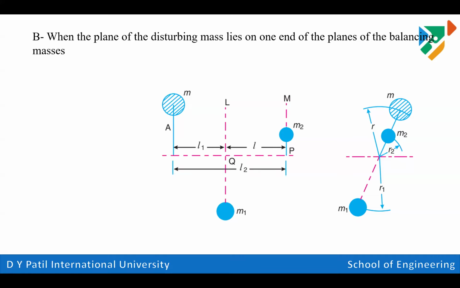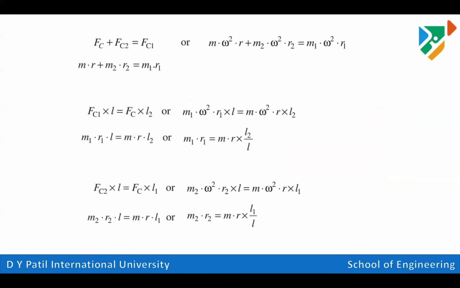So again, we can take radius R1, R2 is the radius of that balancing mass M2, then M is the distributed mass. So again, we can define the correlation. Fc is equal to Fc2, centrifugal force of distributed mass is equal to balancing mass Fc2. Fc plus Fc2 is equal to Fc1. So we can take m r omega square plus m2 r2 omega square is equal to m1 r omega square. So omega will get cancelled out. So m r plus m2 r2 is equal to m1 r1.